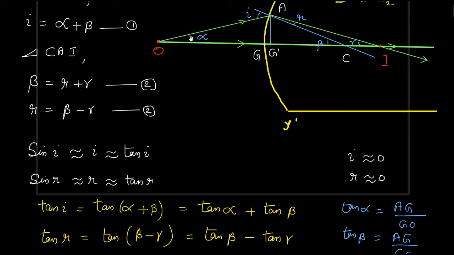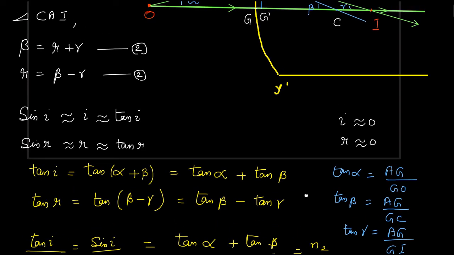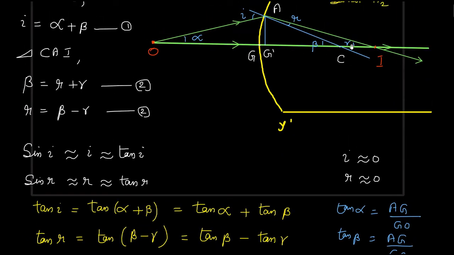Tan alpha, from the triangle AGO, tan alpha equals AG by GO. From triangle ACG, G and G' are the same. Tan beta equals AG by GC. What is tan gamma? From triangle AGI, tan gamma equals AG by GI.